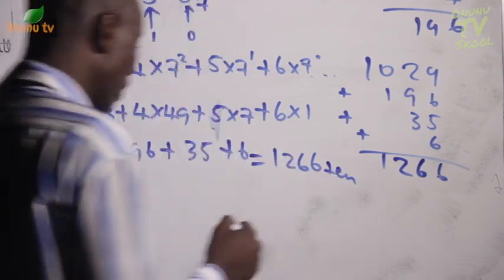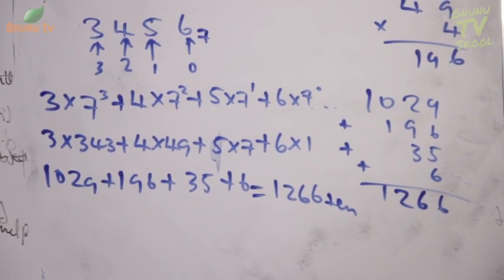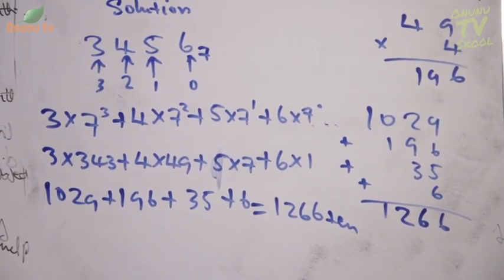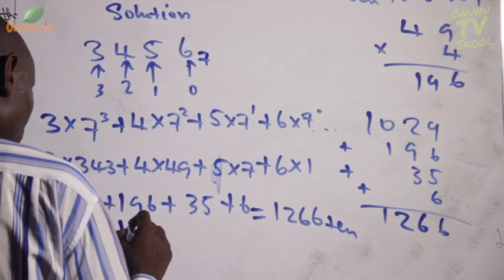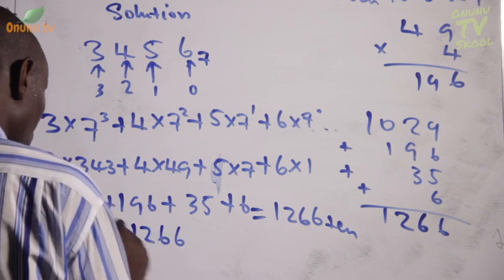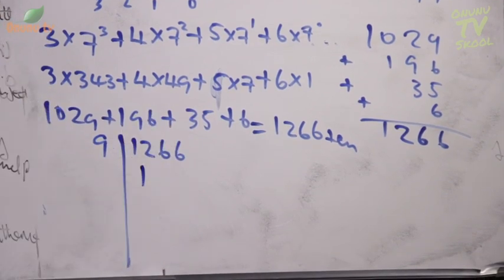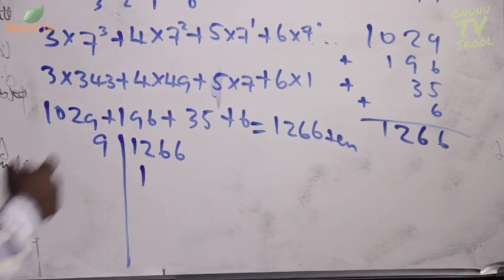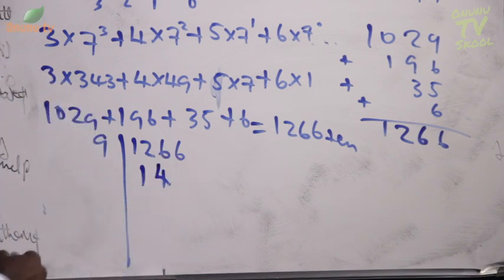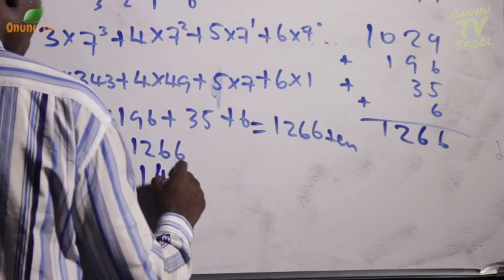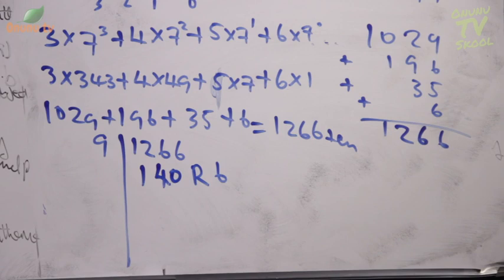Yes, we have converted from base 7 to base 10. 1266 base 10. We now convert 1266 base 10 to the required number base, which is base 9. We draw our line like this. We write 1266 and start dividing by 9. 9 into 12 is 1 remainder 3. 9 into 36 is 4. And 9 into 6 is 0, remainder 6.